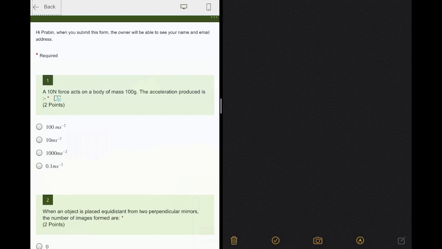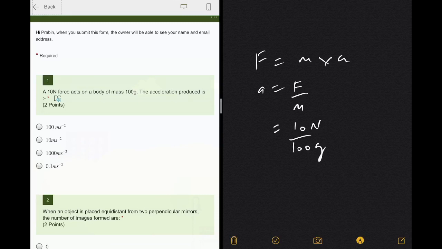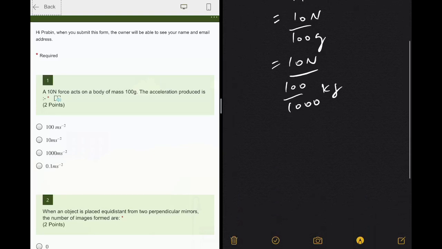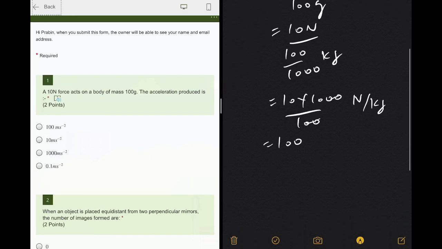The acceleration produced is, so force is mass into acceleration. So acceleration is force upon mass. Here force is given as 10 Newton. The mass is given as 100 grams. So you know that we cannot keep the mass in grams. We need to convert it into kilograms by dividing by 1000. So in this case you get 10 and 1000 goes up 100 here and Newton per kg, which is 100. And we know the unit for acceleration is also meter per second square. So this option is correct.